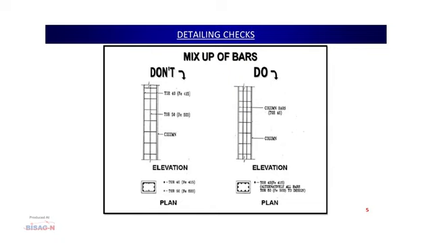What will he do? He will get himself confused, and even the engineers or supervisors will also get confused and make mistakes. So, what invariably you have to do is follow a single grade of steel, either Fe 415 or Fe 500. That will also ease out any confusion on site, and people will follow the right proportion of reinforcement.